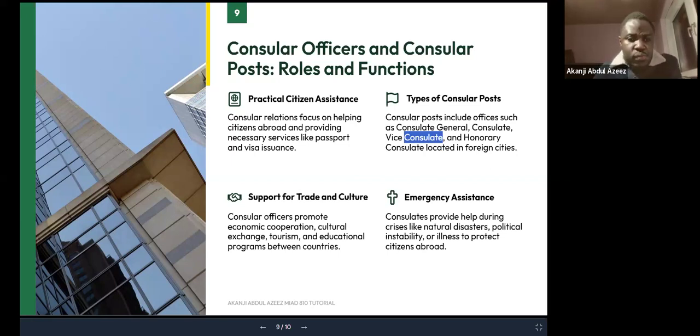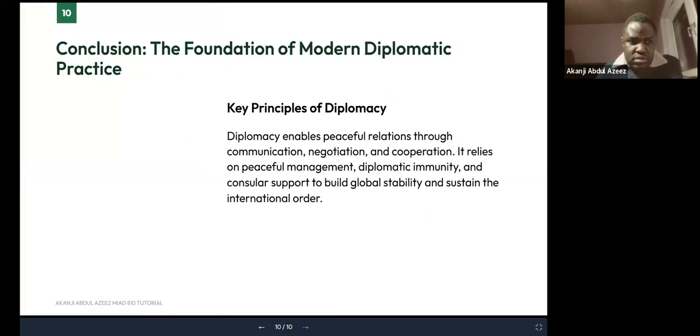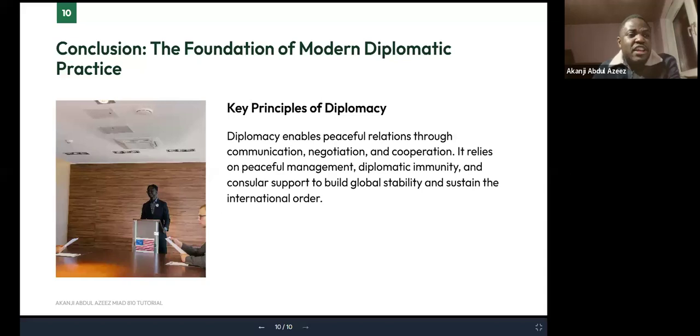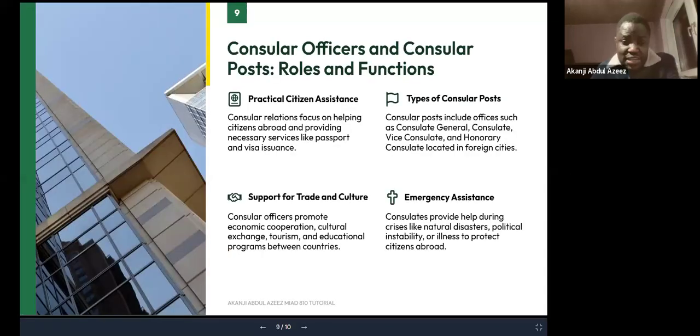Understand? So, I'm coming. I did not add something here. Conclusion? No, I don't want to conclude now. I had it here, I didn't explain it. I will say it in support for trade and culture. Understand? That's what I just want to explain. But I thought I explained it better.